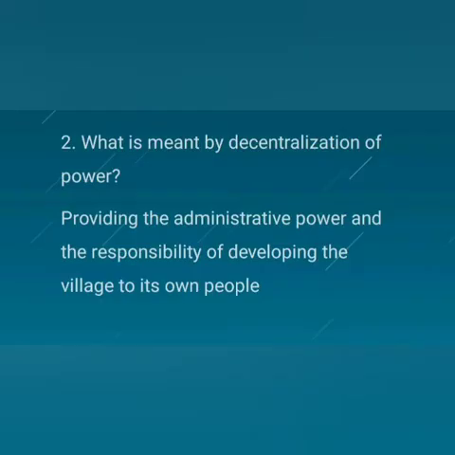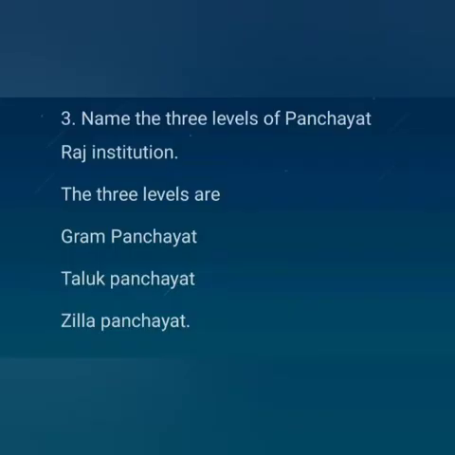Next, second one is what is meant by decentralization of power? Providing the administrative power and the responsibility of developing the village to its own people is known as the decentralization of the power. Next, third question is name the three levels of Panchayat Raj institution. The three levels of Panchayat Raj institutions are Gram Panchayat, Taluk Panchayat and Jilla Panchayat.